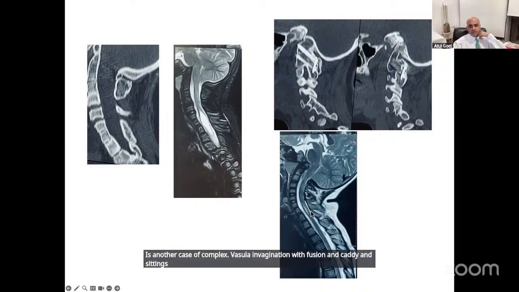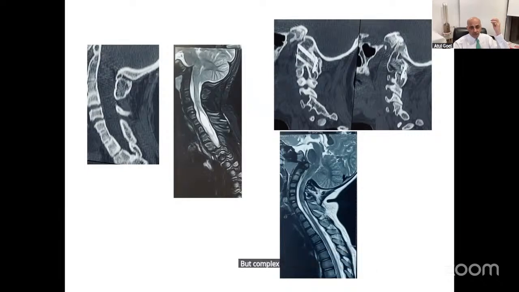This is another case of complex basilar invagination with fusion and Chiari and syrinx. You see the syrinx has reduced, only C1, C2 fixation for complex surgery. But complex surgery is our life. Chiari is a complex subject.